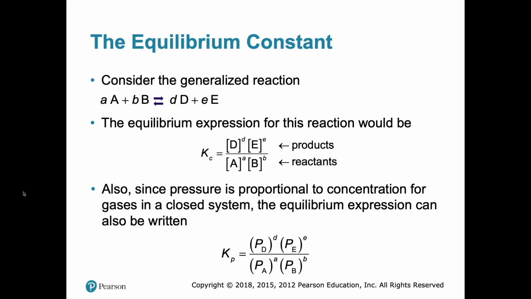And so what happens then is that Kp is literally the same thing as this up here. It's still products divided by reactants, but instead of the big letters D and E, A and B, now it's the partial pressure of D times the partial pressure of E divided by the partial pressure of A times the partial pressure of B. And then the lowercase letters are still the exponents, from the coefficients.